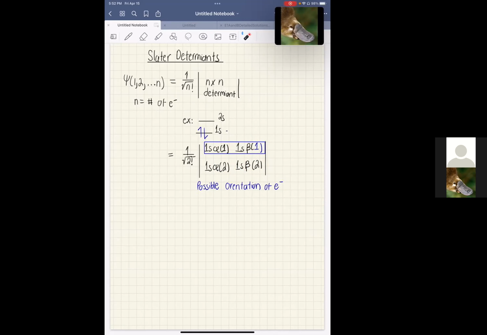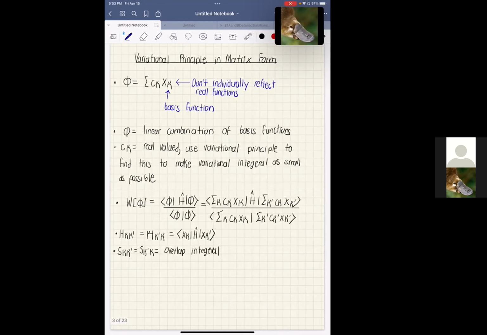If it was something like this, then you would include a 2s alpha 1 and a 2s alpha 2 right here below, and you'd find the determinant of that. You'd expand this out to add the third electron in the third row. Okay, so let's go on to the next part.